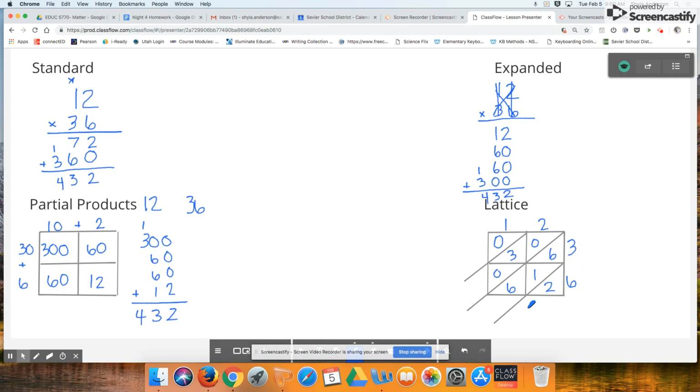So 2 plus nothing is 2. 6 plus 6 is 12, plus 1 is 13. So I put my 3 right here, and I bring my 1 up at the top, just as if I was adding any other addition problem. Now I go 3 plus 1 is 4. From here, I take the 4, 3, and 2, and that is my answer, 432.